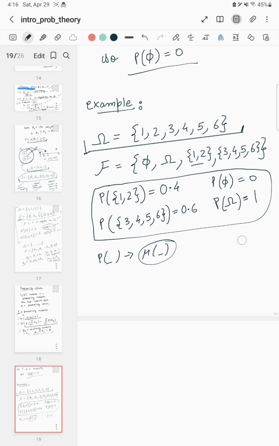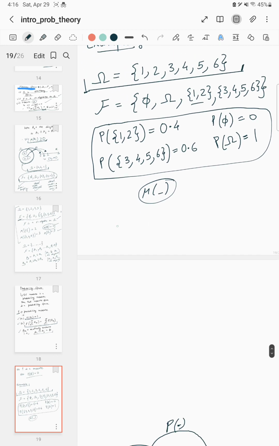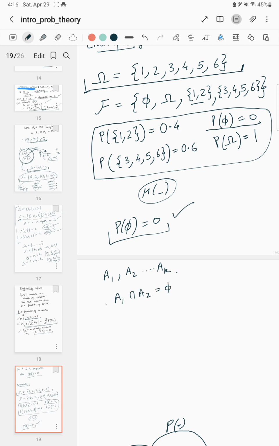So let's start with seeing the conditions of the measure function mu. First of all, P of phi should be 0, as the measure of a null set is always 0. So we can see that P of phi is 0, hence this condition is satisfied. Then the next condition: let's say A1, A2 are disjoint sets. Similarly, these are all disjoint sets. Disjoint means that A1 intersection A2 is phi. So similarly, the intersection of these is the empty set.